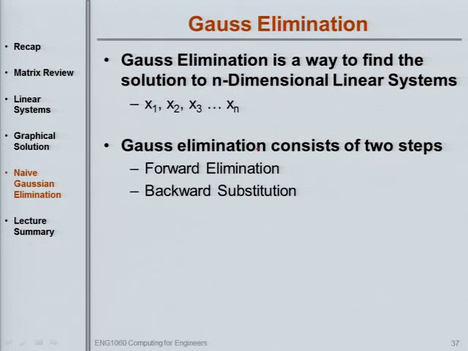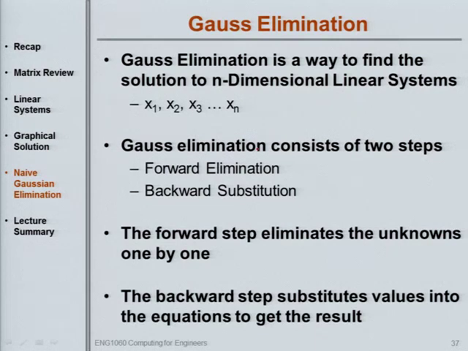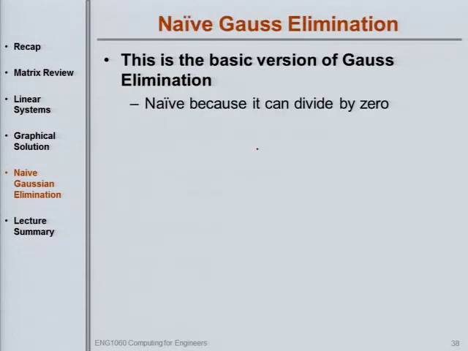So it's a multi-step process, but there are 2 blocks of steps. The first one is the forward elimination. The second block is the backward substitution. So the forward step eliminates the unknowns one by one, and the backward step substitutes the values in so that we progressively start calculating the final solution.